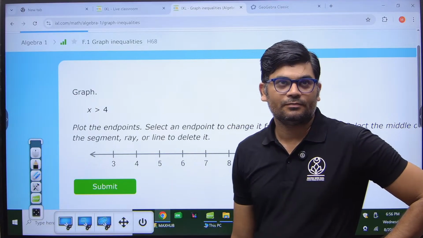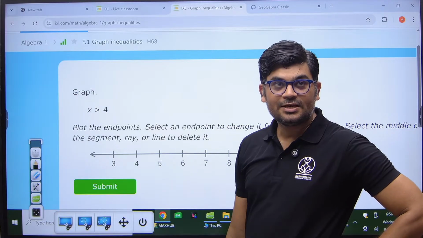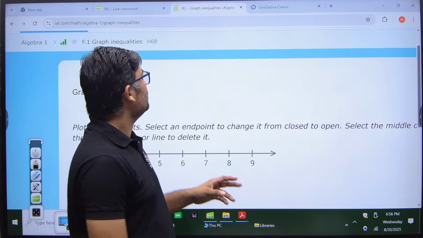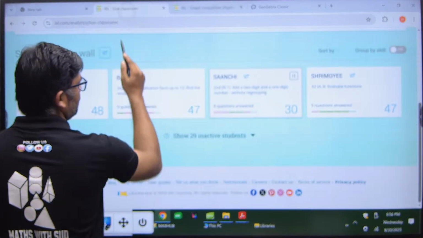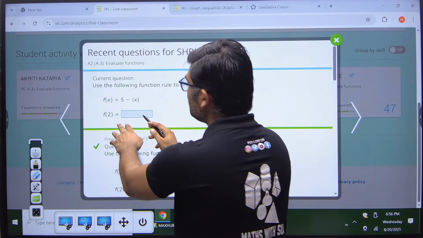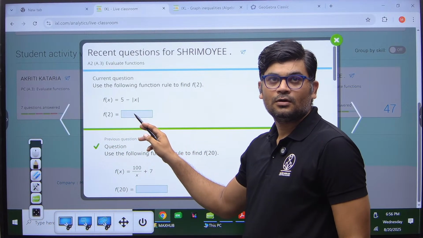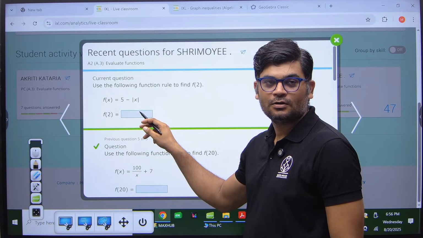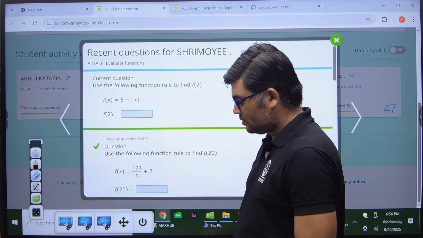Algebra 1, A1. Understand this question. X is in between two lines. What does that mean? In which question are you? This one you are saying? Absolute value. Shrimoy, this one? Yeah, it just means it's 2, right?